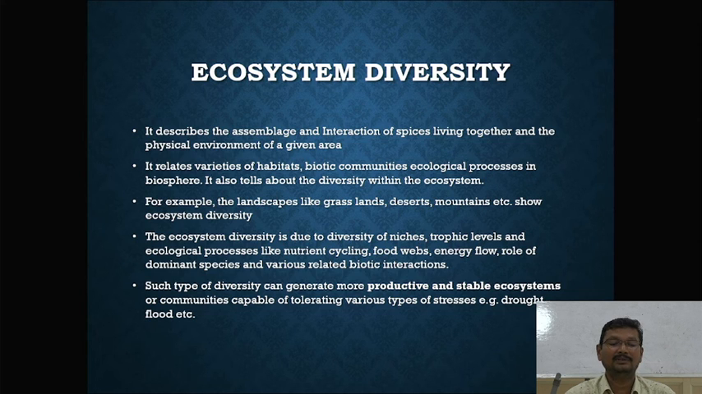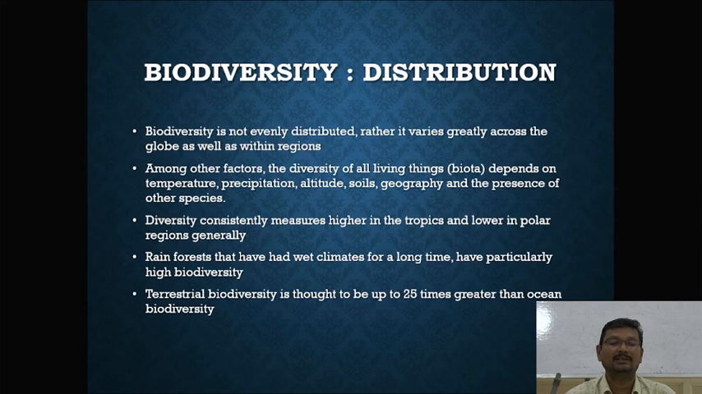Such type of diversity can generate more trophic levels and ecological processes like nutrient cycling, food webs, energy flow, the role of dominant species and various related biotic interactions. Such diversity can generate more productive and stable ecosystems, capable of tolerating various types of stresses, for example droughts, floods, heavy rains, tornadoes, like that.